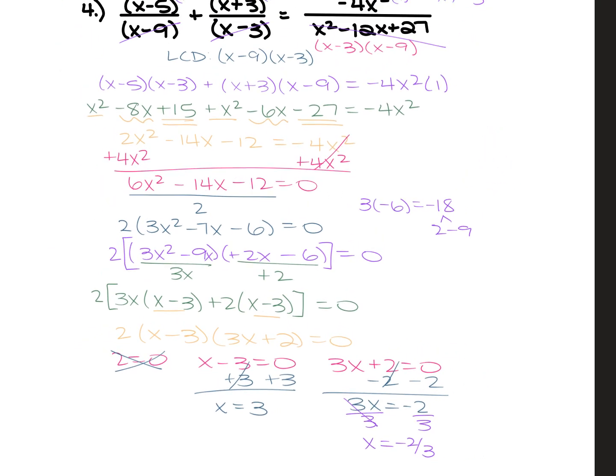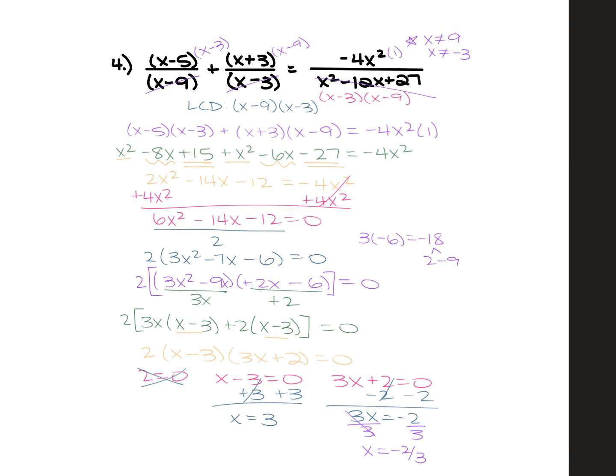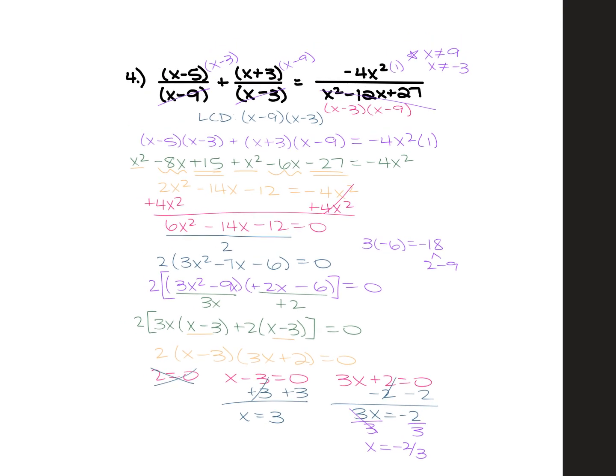Check back at what we said your x's can't equal. We said that x can't equal 9 and x can't equal negative 3. So this x is equal to 3. Sorry, this should be positive 3, positive 9. X equals 3 is an extraneous solution. So we cross that out. We don't work with it. But the x is equal to negative 2/3 is an answer.